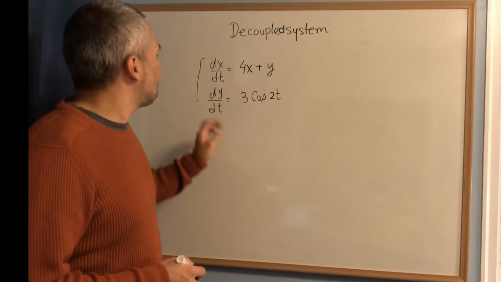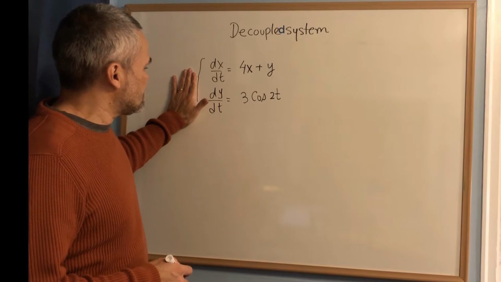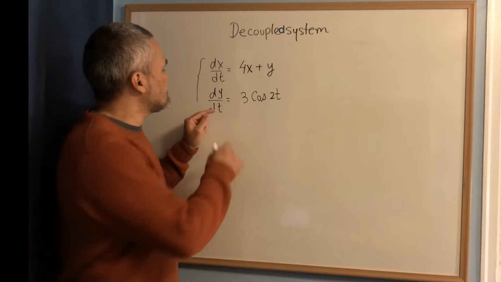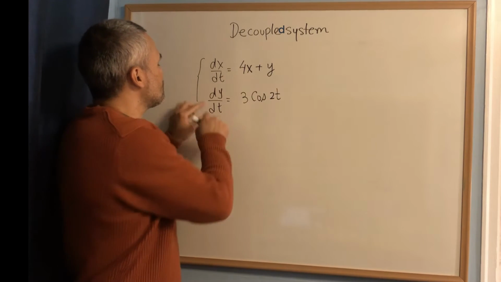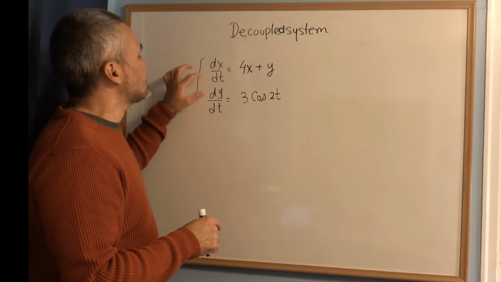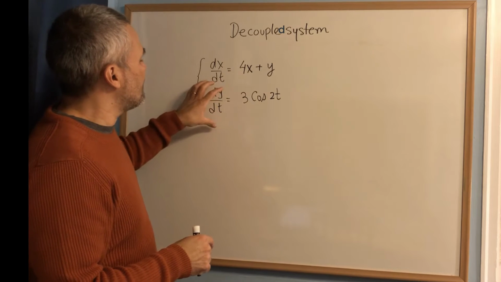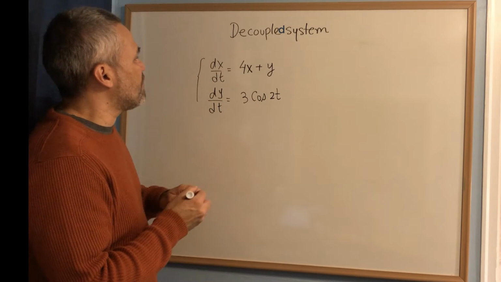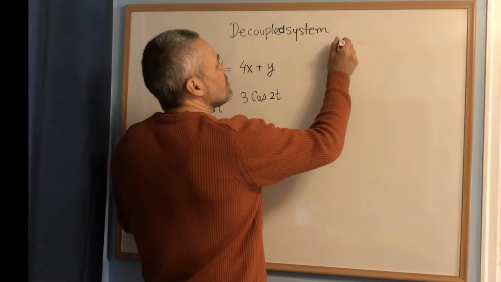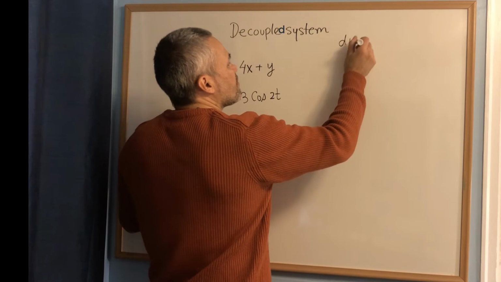In this video, we will explain how to solve this decoupled system. The reason it is a decoupled system is because the second function only has the function y. It doesn't have the function x. We are looking for x and y, but the second function only involves the y function. Then we solve that first, and it's separation of variables.